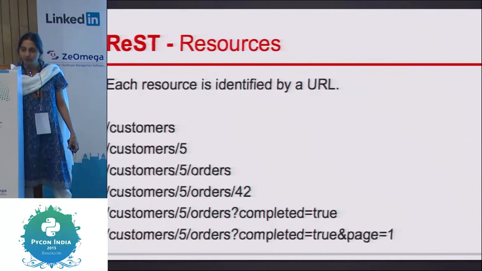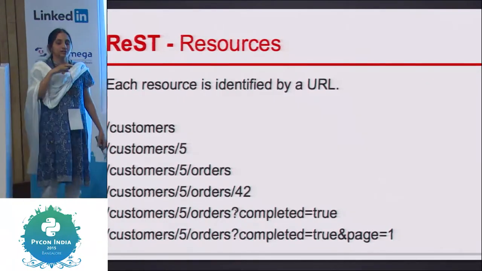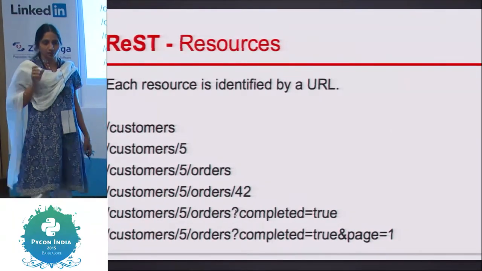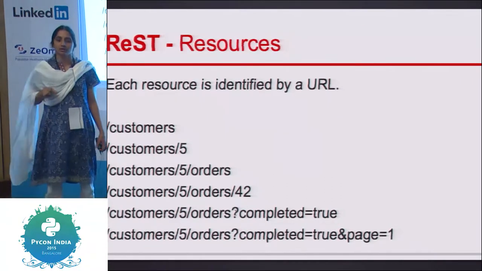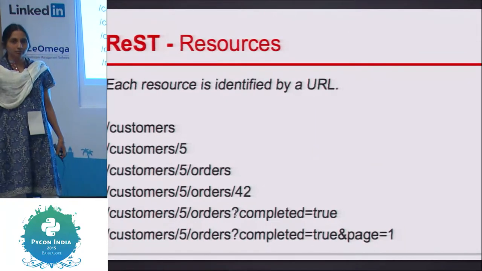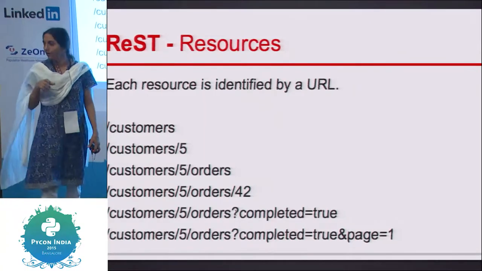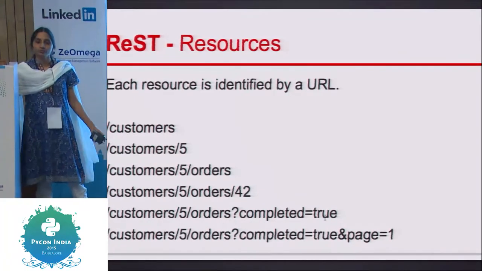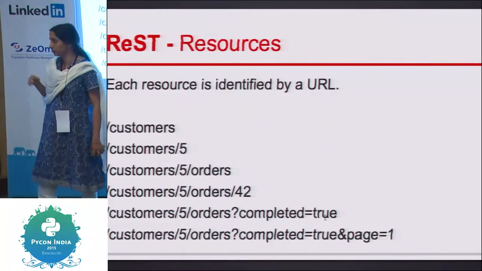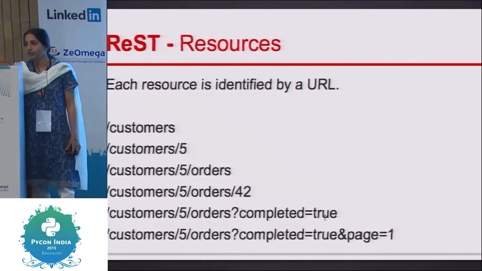See, I want to see all the completed orders, right? I'm not interested in all the orders. At the same time, I don't have the specific ID. I'm not interested in just viewing a particular order. I just want to see all the completed orders. So the API library that you are relying on should have that support of filtering, right? Completed equal to true, or all the orders of a particular user, something like that. So filters is an important thing to be taken care of.